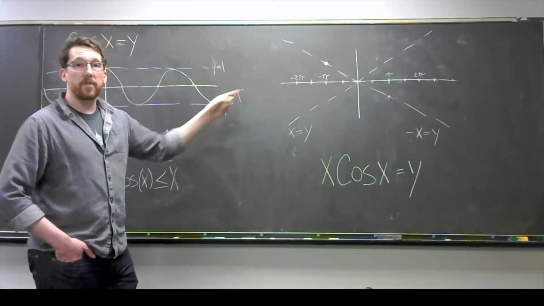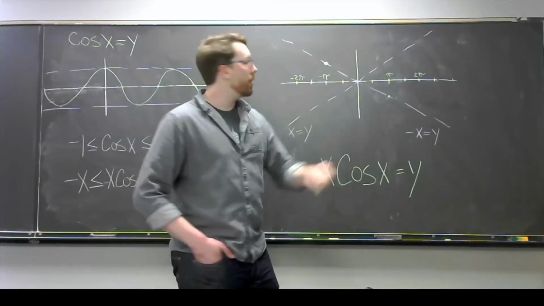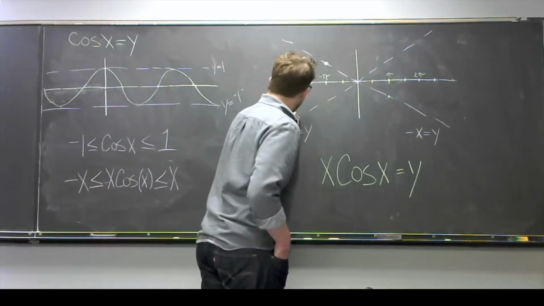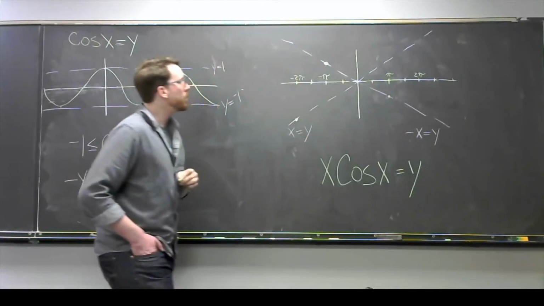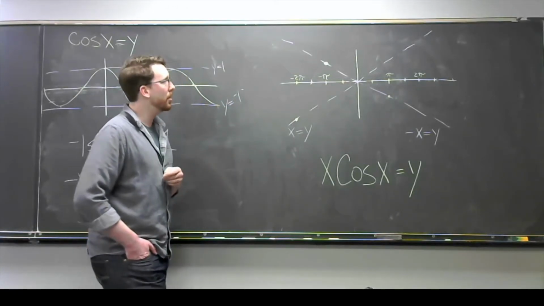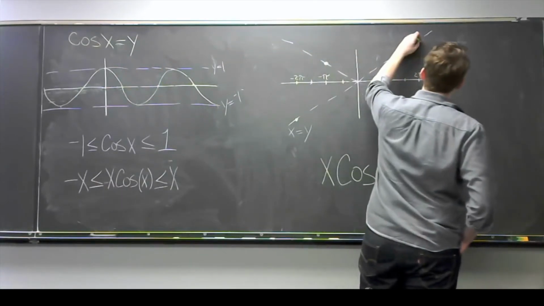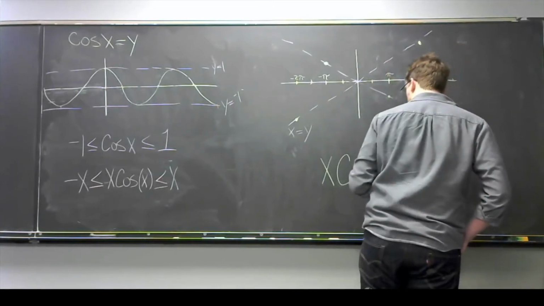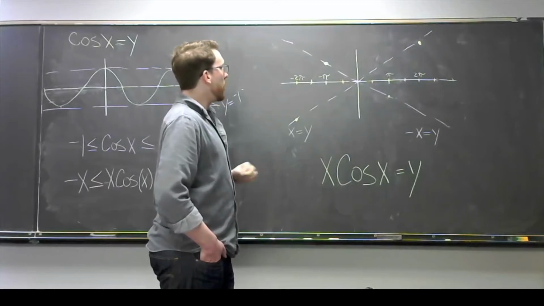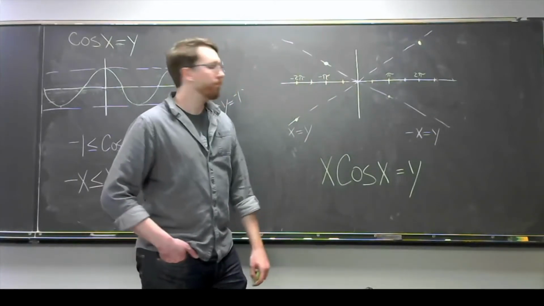In the case of negative 2 pi, cosine is 1. 1 times negative 2 pi is going to be negative 2 pi. Cosine of 2 pi is 1. 1 times 2 pi is going to be 2 pi. And we already know we're going to go through the zeros. So let's sketch this.